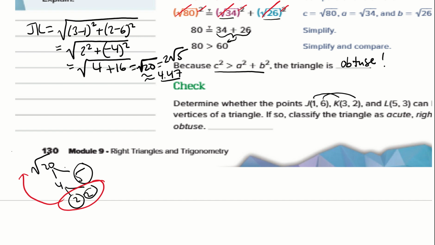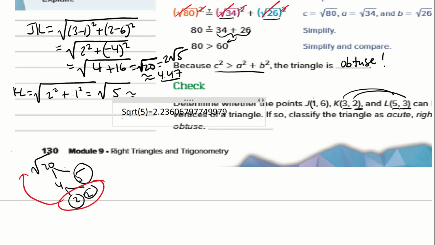All right, so now let's do KL. Subtract the x coordinates, subtract the y coordinates. So 5 minus 3 is 2, so we get 2 squared. 3 minus 2 is 1, so we get 1 squared. 2 times 2 is 4. 4 plus 1 is 5, so square root of 5. Let's do that as a decimal. So we got 2.24-ish.